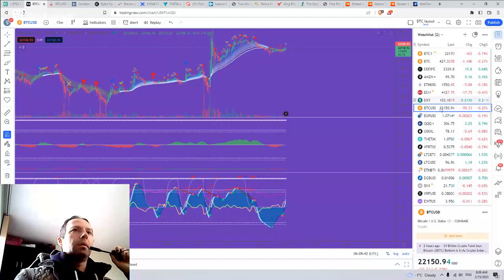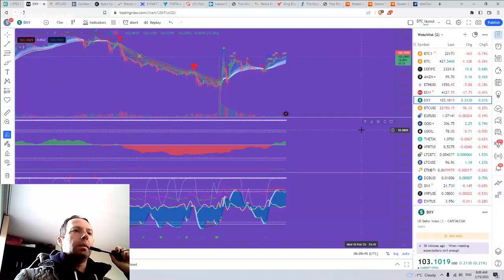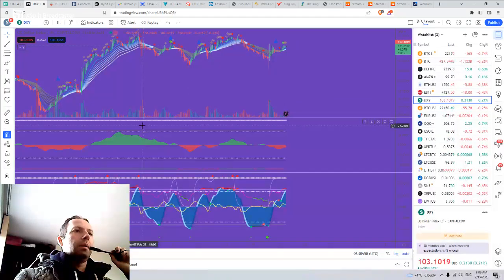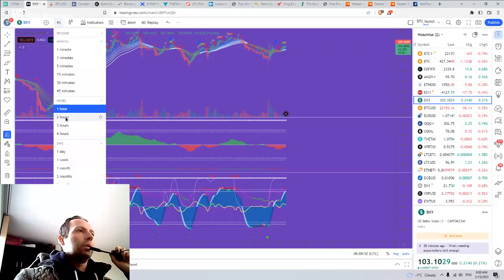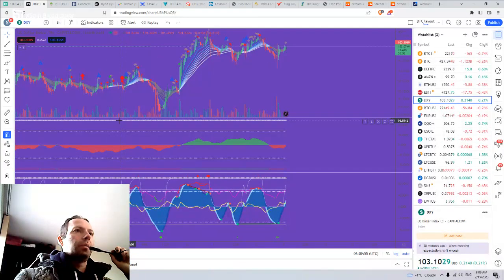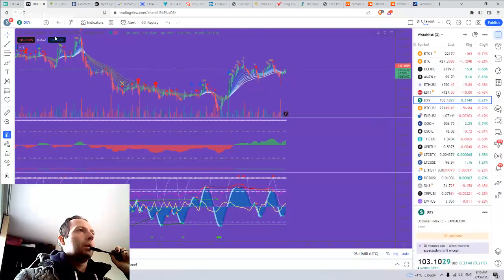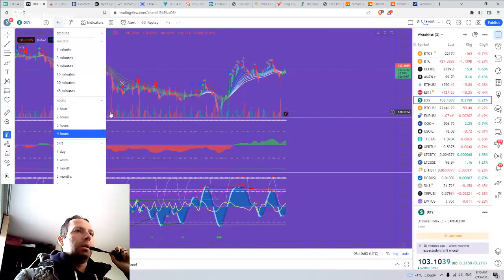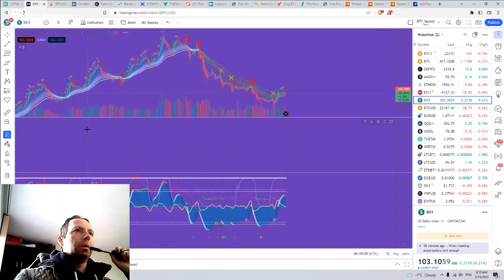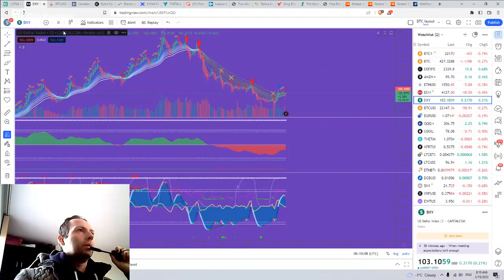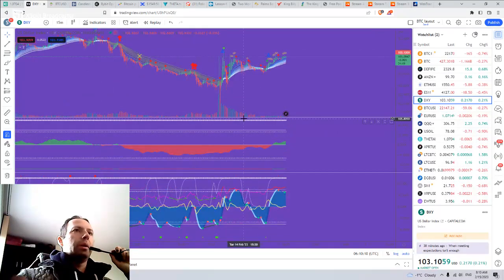I'll be monitoring the DXY also and the stock market. If the DXY starts going down here, this would be really bullish for Bitcoin, but we'll see. For the time being, the DXY 4 hour is actually looking strong and bullish, and I don't want to pick Bitcoin right now to the upside when DXY looks a little bit stronger than usual.